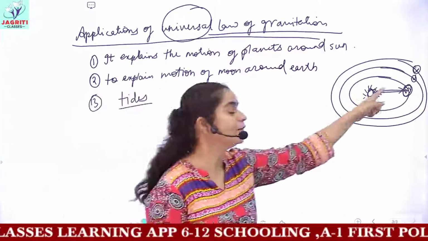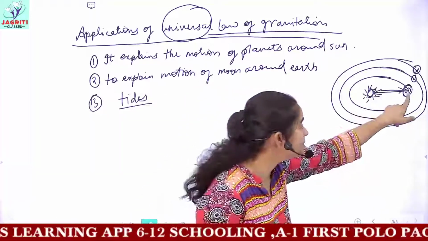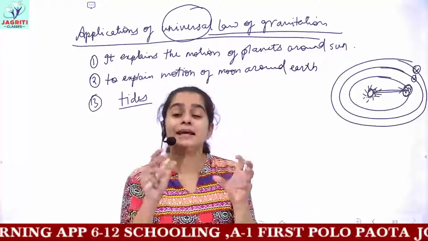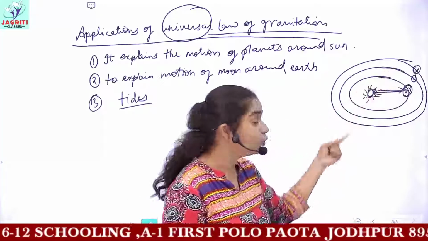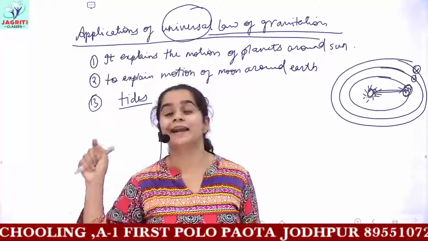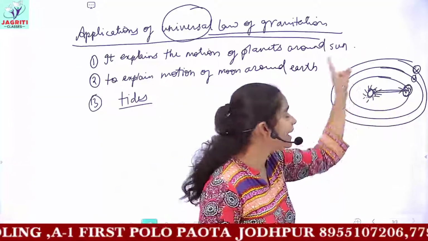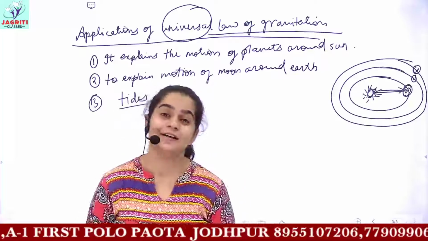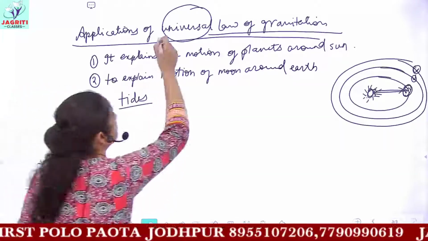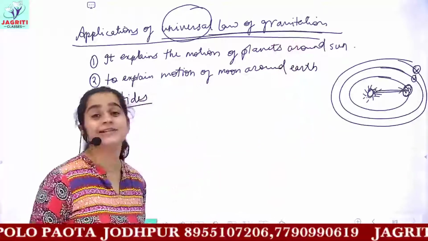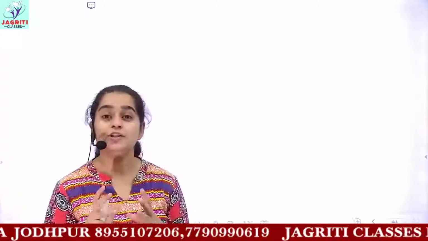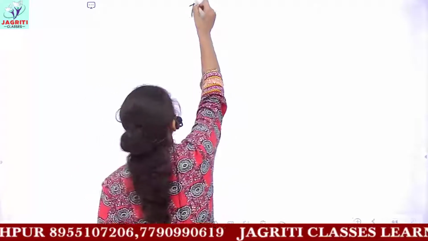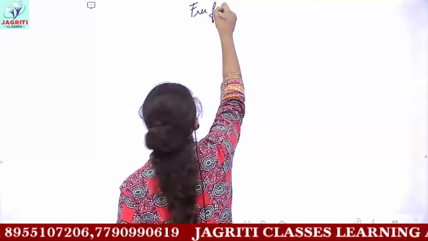I hope you understood that any two objects present in the universe apply a force on each other, because of which the moon revolves around our planet Earth and the different planets revolve around the sun. So for all these reasons, the answer is the universal law of gravitation. Now we'll be moving to a new topic, and that is again very important. It is free fall.